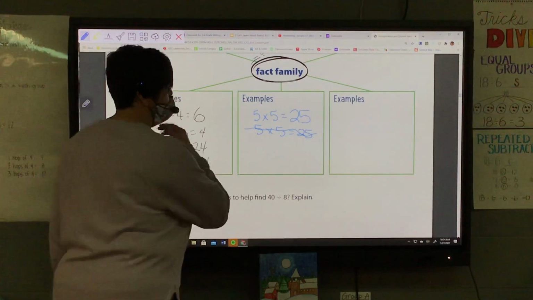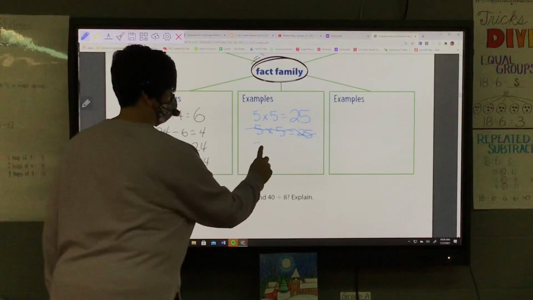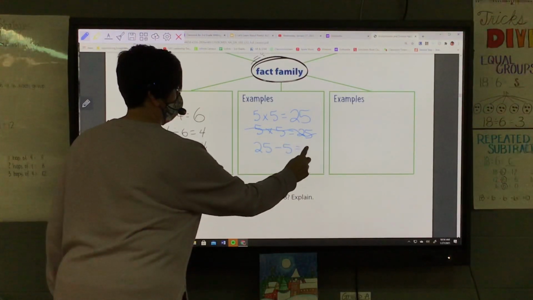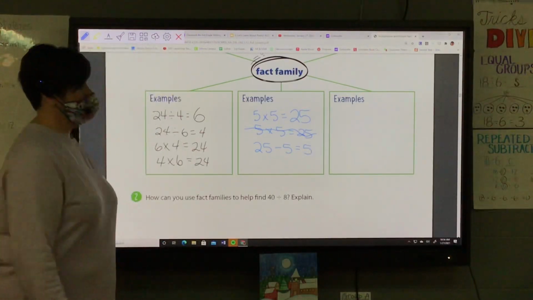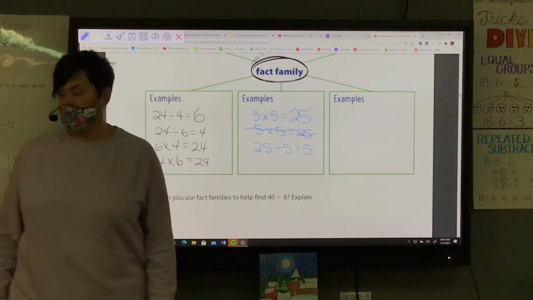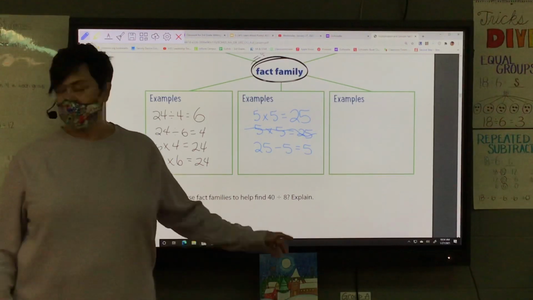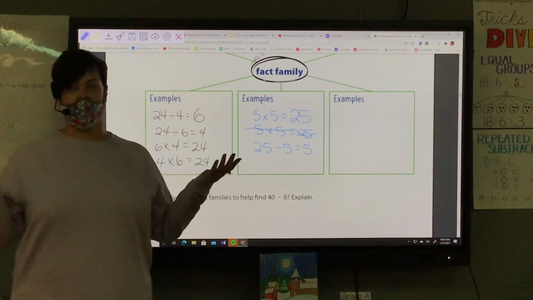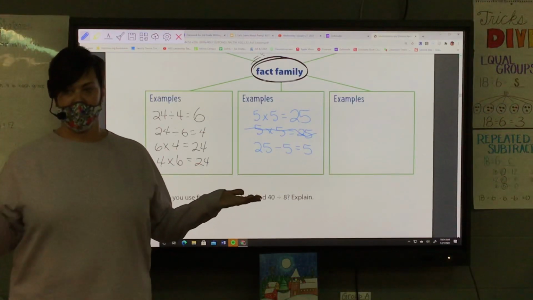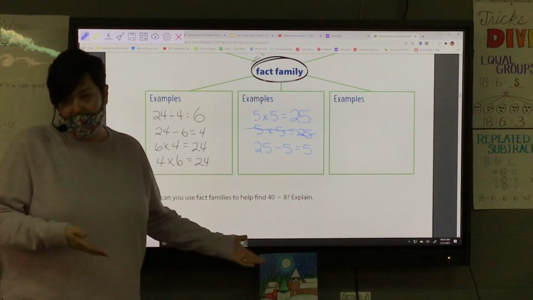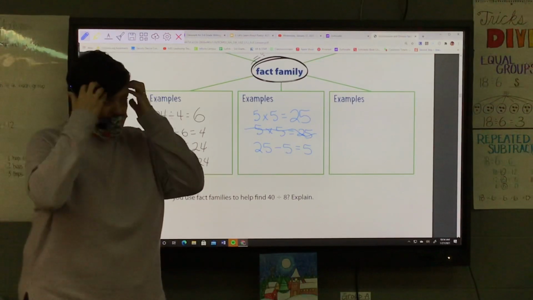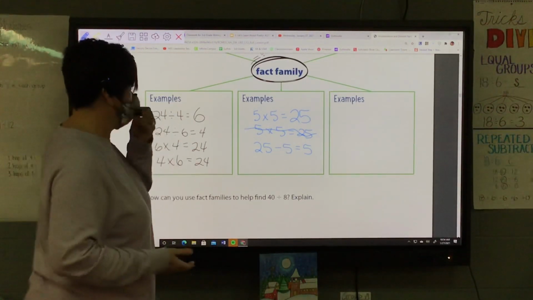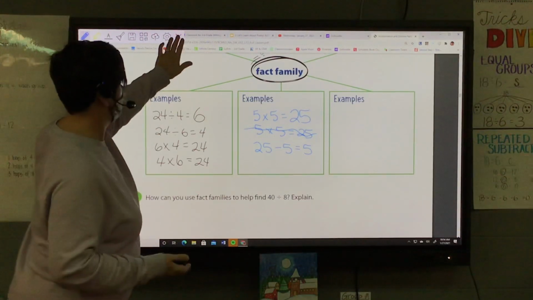So what is our division equation, everyone? 25 divided by 5 equals 5. What's my other division equation? 25 divided by 5 equals 5. Oh, identical twin, isn't it? Do I have to write it? No. If I need to help myself out, can I? Yes. Okay.